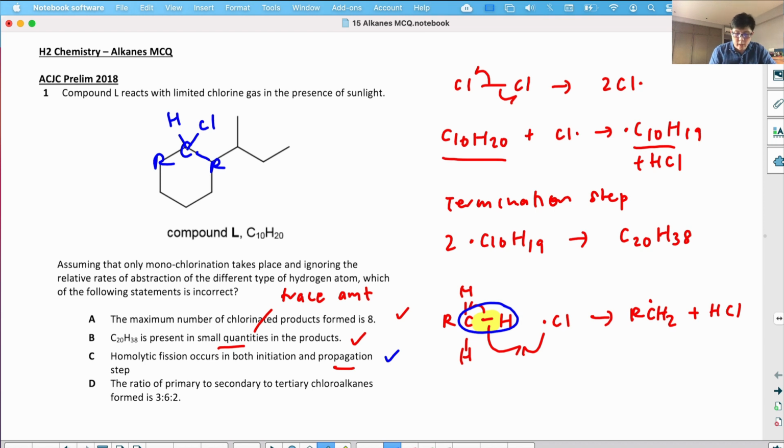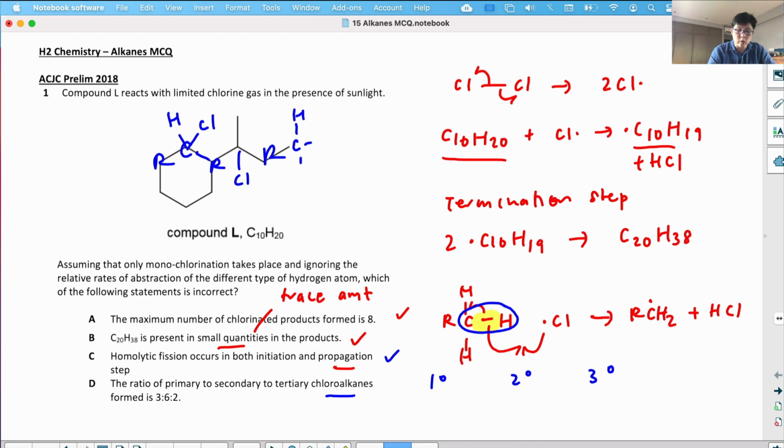If I replace this hydrogen, which is called a primary hydrogen, with a Cl, this becomes a primary halogenoalkane, because this carbon has only one R group. But if I replace this hydrogen with a Cl, this becomes a tertiary halogenoalkane. Imagine this is a Cl now. Can you see that? So we're going to look at the primary, secondary, and tertiary chloroalkanes, and see whether we get the ratio of 3 to 6 to 2.